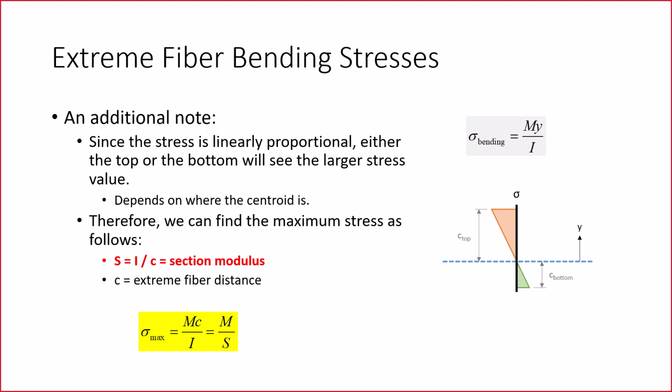With me so far? Now, if I know where the centroid is, I can very easily compute maybe C top and C bottom. And I propose that I'm lazy, I'm an engineer and I'm lazy, that instead of dealing with MC over I, maybe what I'll do off to the side is compute this term I over C. And instead of dealing with MC over I, I'll just do M over this term I over C. And this term I over C has a name. We call it a section modulus. Okay, this term S is a section modulus.